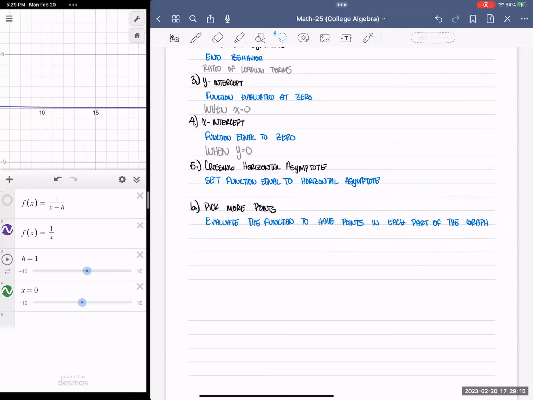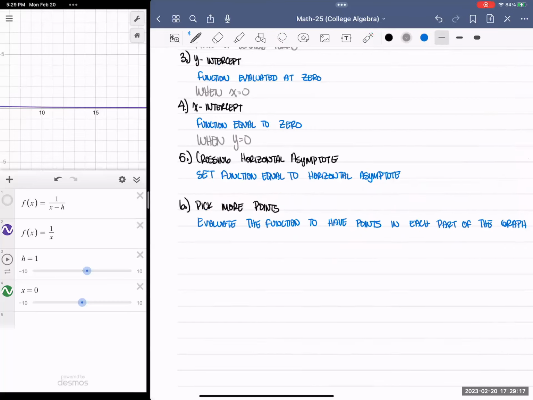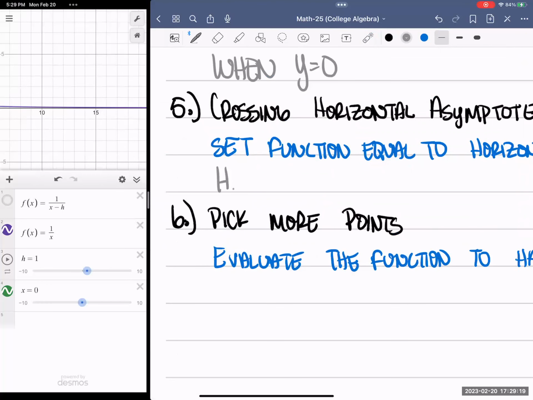So set the function equal to the horizontal asymptote, abbreviated HA, and then we solve. If we do cross at all, this is where we're going to see it. If we have no solution, then our graph never crosses that horizontal asymptote.